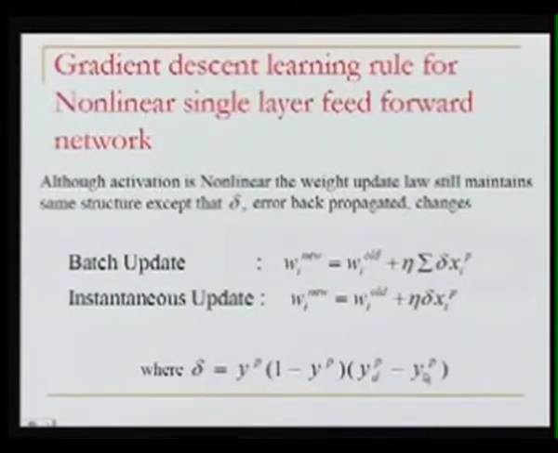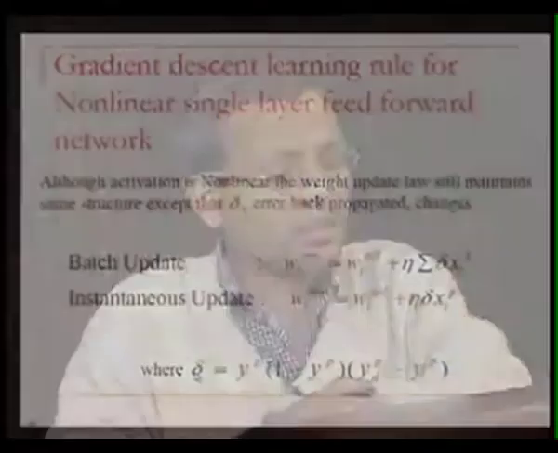Again, as I said, these are all specific to a specific pattern. P refers to a specific pattern. The structure of the update law remains the same as what we had earlier; the only difference is that the back propagated error delta has become different. So, I go back now to make a little comparison between the linear neural network and the nonlinear neural network, in terms of similarities and differences.